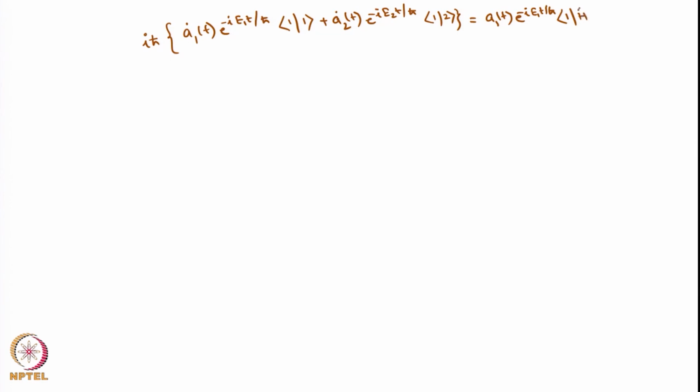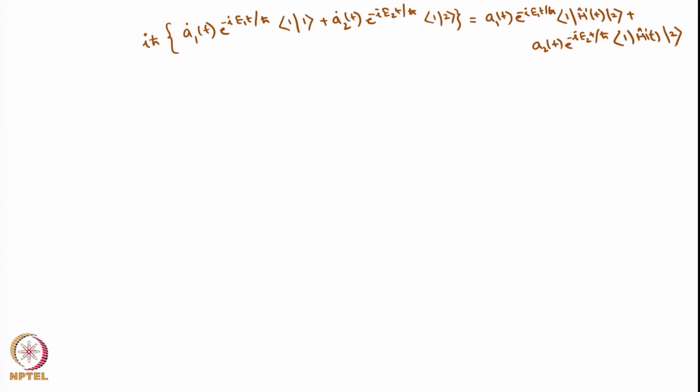So iħ (A1 dot t e to the power of minus iE1t by ħ) ψ1 plus A2 dot t e to the power of minus iE2t by ħ ψ1, ψ2 should be equal to A1(t) e to the power of minus iE1t by ħ ψ1 H'(t) ψ2 plus A2(t) e to the power of minus iE2t by ħ ψ1 H'(t) ψ2. Okay, that is what you will get.